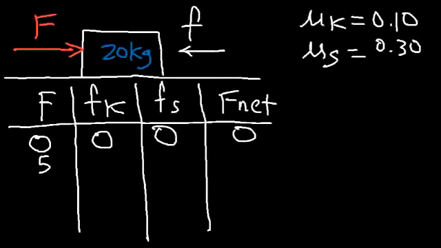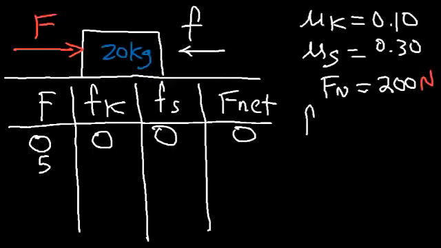Now, what if we apply a force of, let's say, 5 newtons? What's the friction? What's F of k, the kinetic friction, and F of s, the static friction? So let's calculate it using the equation. First, what's the normal force? The normal force is mg. So let's say g is 10 instead of 9.8. 20 times 10 is approximately 200 newtons.